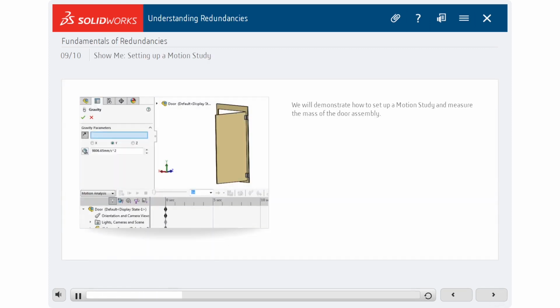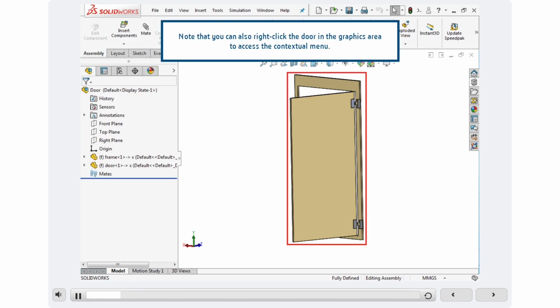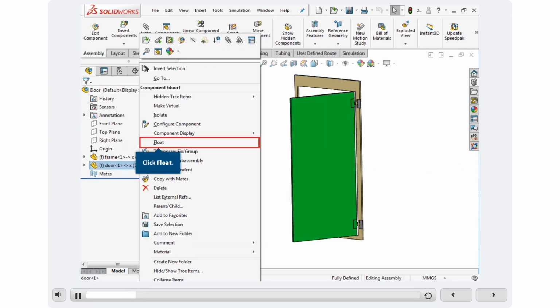Let's see how to set up a motion study and measure the mass of the door assembly. Click Show Me to launch a demonstration video. We have opened the file entitled door.sldasm. In the assembly, both components are fixed and have 0 degrees of freedom. Fixed components are locked in place. Therefore, we will float the door so that it is free to move. Right-click the door and click Float.